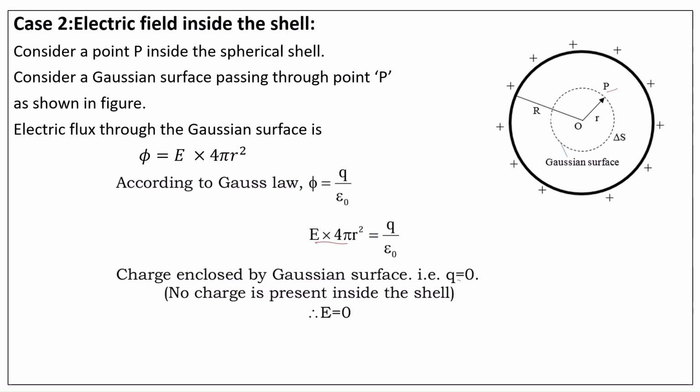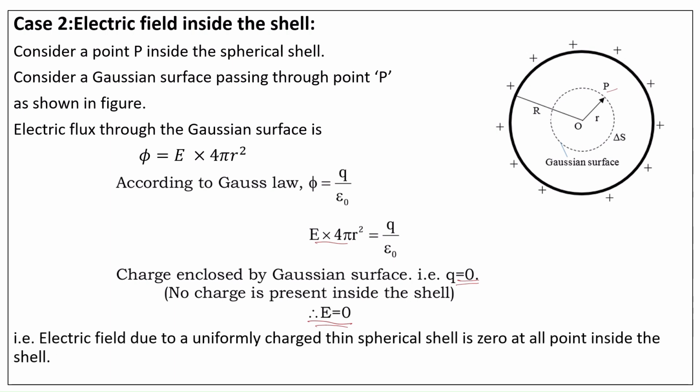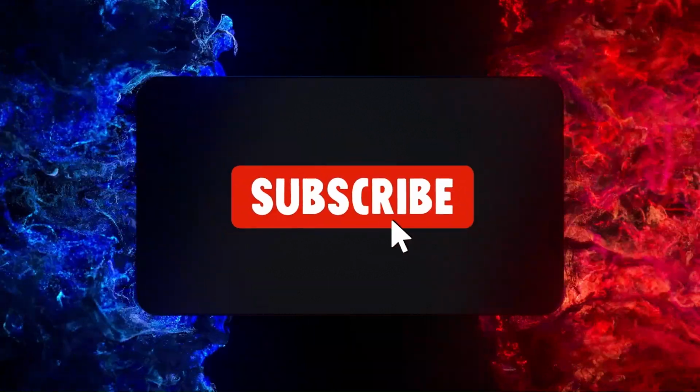Charge enclosed by Gaussian surface, that is Q is equal to 0. No charge is present inside the shell. Therefore, E is equal to 0. That is, electric field due to a uniformly charged thin spherical shell is 0 at all points inside the shell.